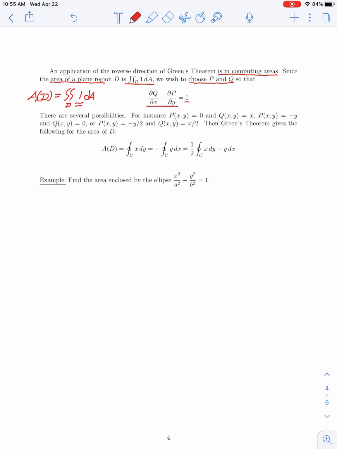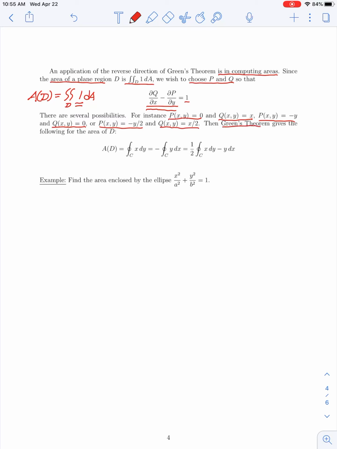So there are a few possibilities that we could use here. One easy choice would be to let p be equal to 0 and q be equal to x. So in that case, this difference of our derivatives would give us 1 minus 0. We could take p to be -y and q to be 0, so we would have 0 minus a -1. Or we could take p to be -y over 2 and q to be positive x over 2. So we would have 1/2 minus a -1/2 would give us 1. Several other choices we could use, but these are some standard ones.